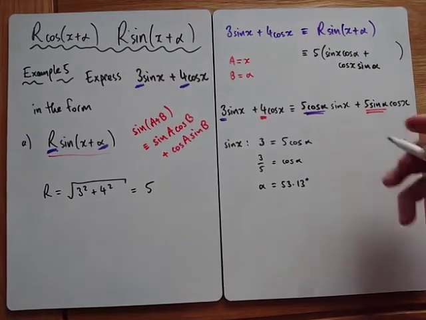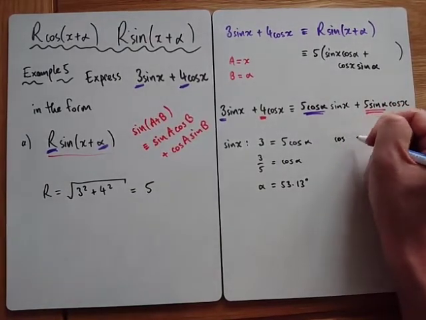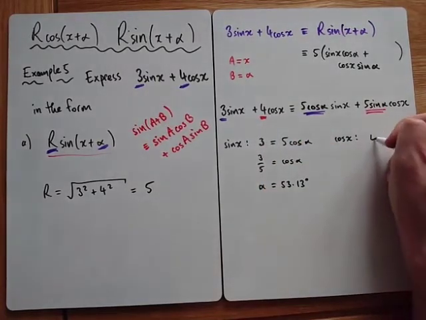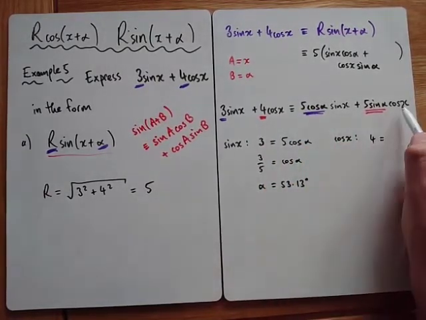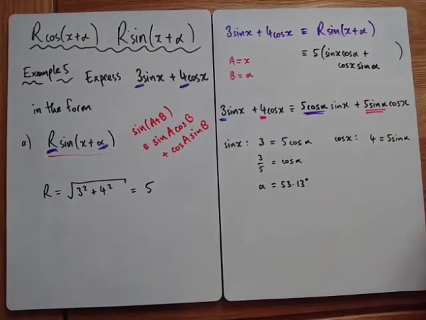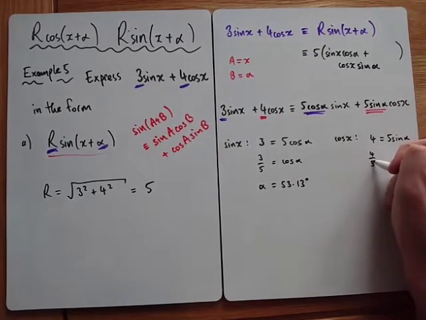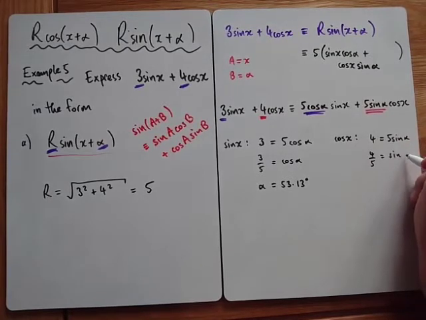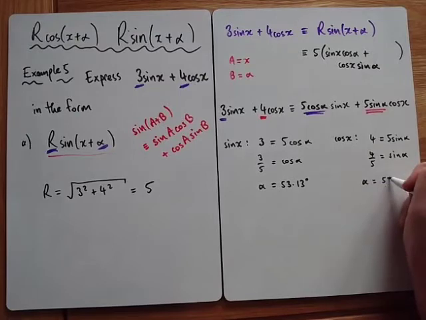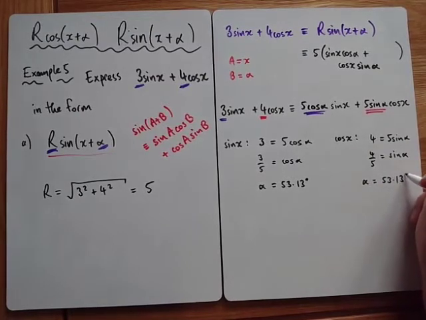Okay, if you want to check, just while we're doing the first example, if you compare the cos terms on both sides, there's 4 on the left, how many cos on the right? 5 sine alpha. Then 4/5 would equal sine alpha. If you do sine inverse of that, you'll get the same answer, 53.13. You can check if you don't believe me.